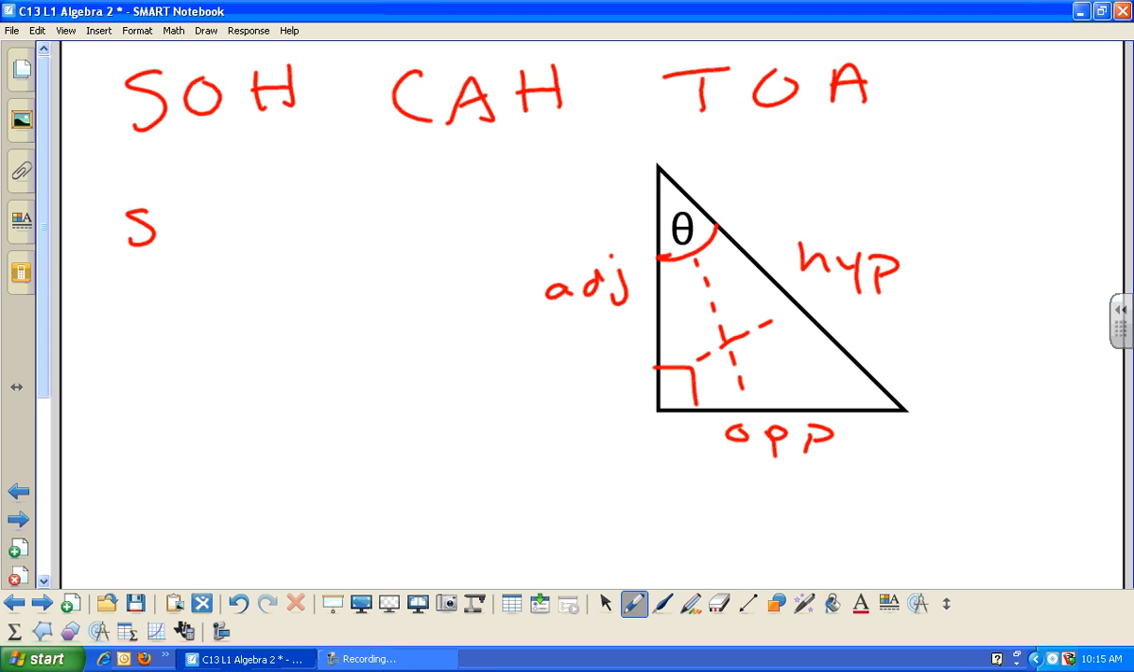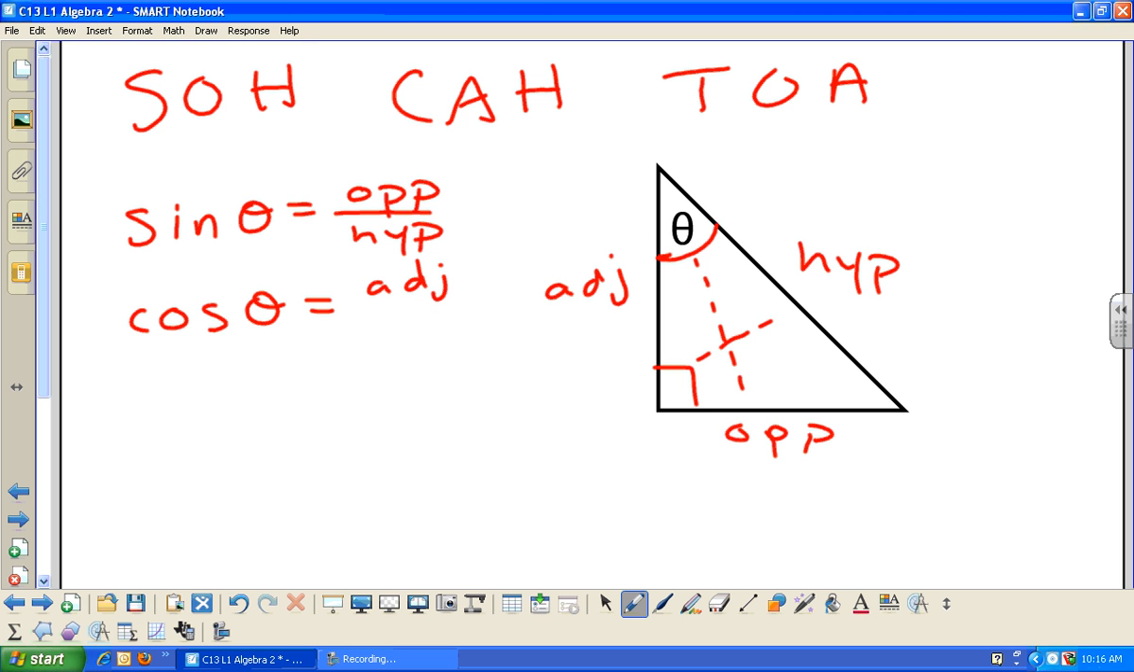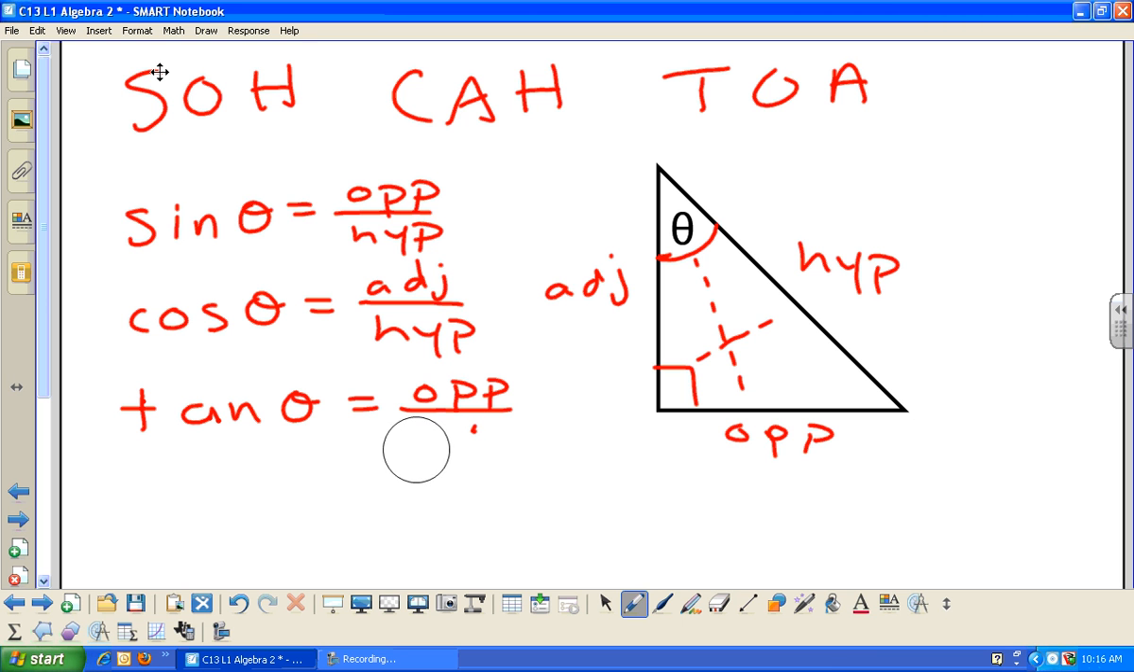So SO stands for sine theta is opposite over hypotenuse. CA stands for cosine theta is adjacent over hypotenuse. And TOA stands for tangent theta is opposite over adjacent.